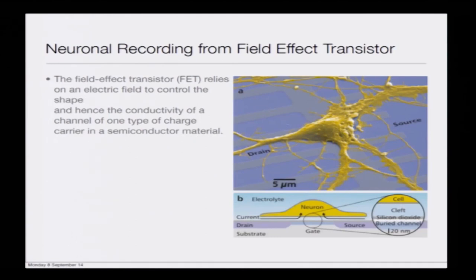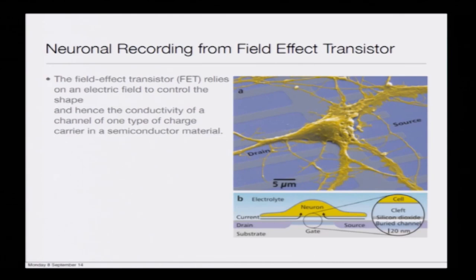The field effect transistor, FET, relies on an electric field to control the shape and hence the conductivity of a channel of one type of charge carrier in a semiconductor material. Now, you see how the gate voltage could change, because depending on that opening and closing of the gate, it will decide how much current from the source to the drain will flow. Okay.